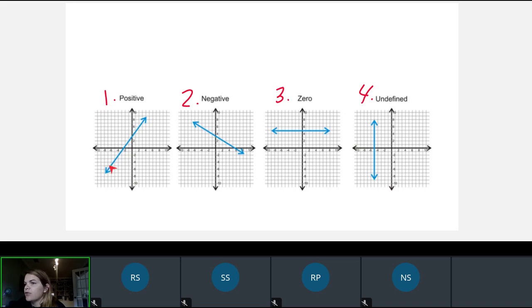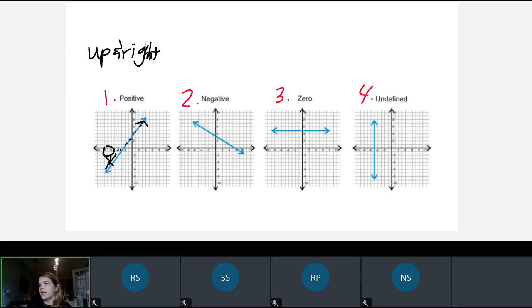And I follow my graph. If I am going up and to the right, that is a positive slope. So up and right is positive. Another thing you can do is put a little stick figure here. With this stick figure, if they're walking to the right, they are going up. So it is a positive slope.